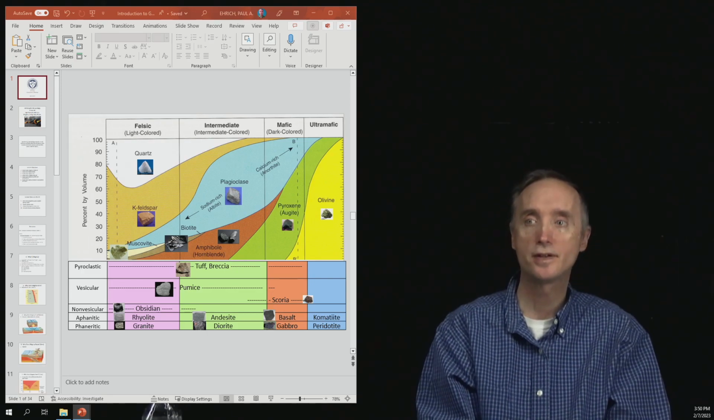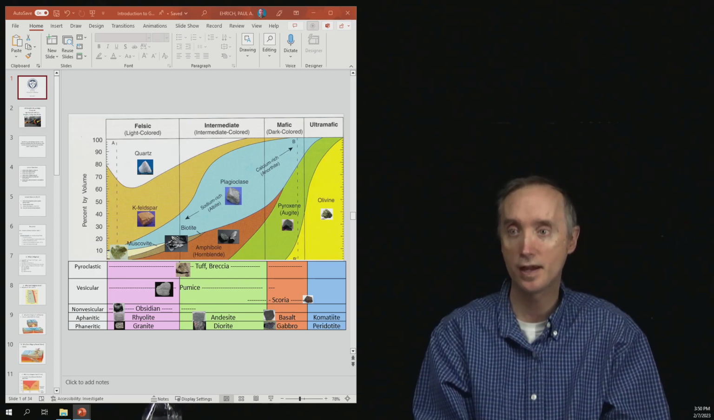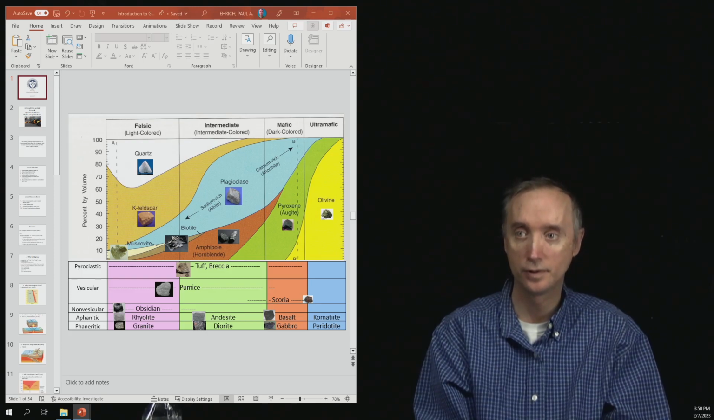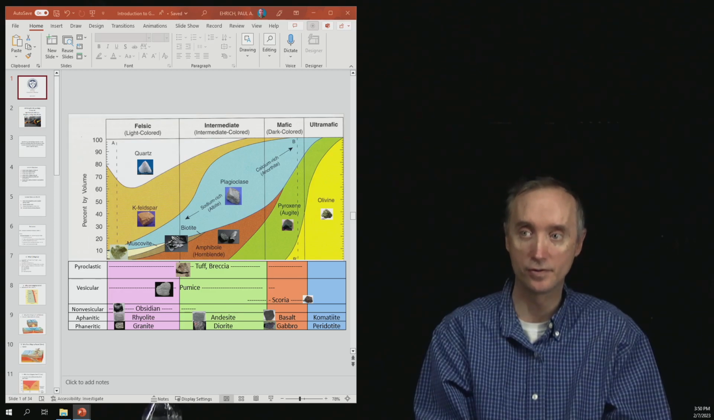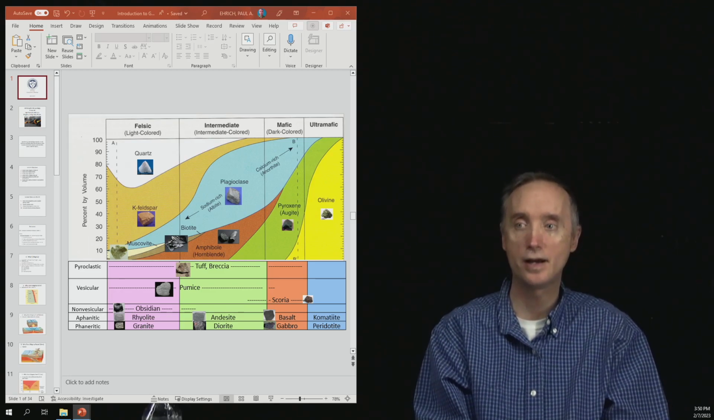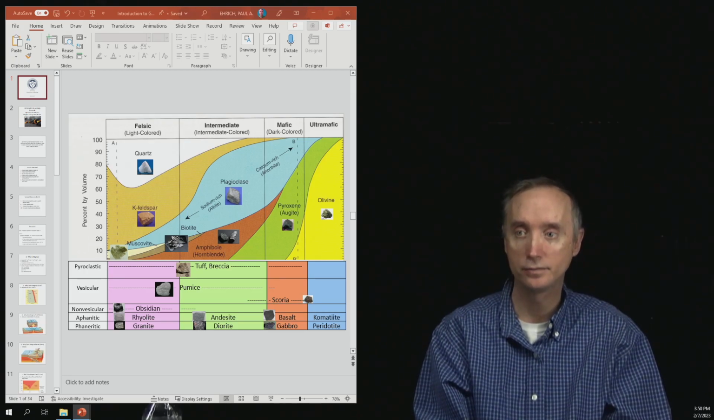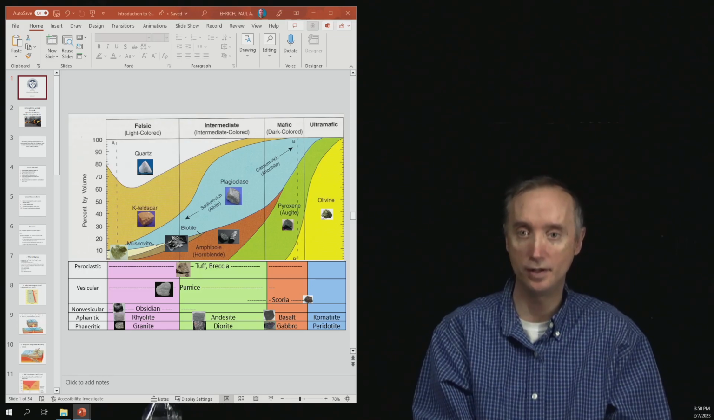Okay, then by the time that we get over to those felsic rocks, you see that they contain a lot of quartz, a lot of potassium feldspar, some sodium plagioclase feldspar, and then you also have some mica and some biotite in them. And then they make, you can see, pumice and obsidian and rhyolite and then granite. So those are the rocks that have those particular minerals in them.